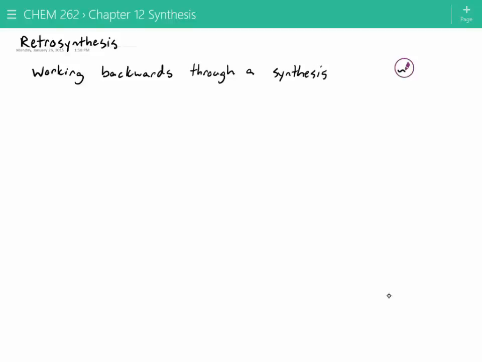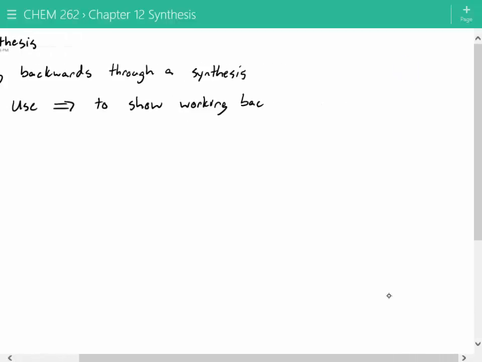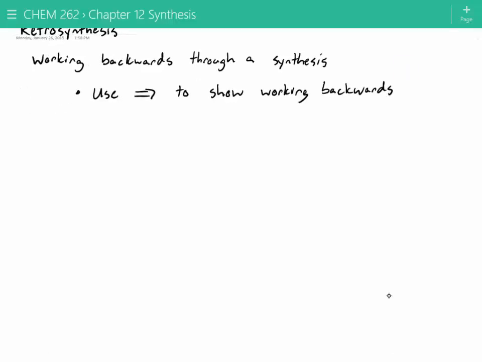This is the way most chemists do it because it's a lot easier to work backwards than it is to work forwards and kind of chase your tail for a while. In order to do this, we use a special arrow system. So use these arrows to show that you're working backwards. In this case, you can kind of think of it as the product coming from this starting material.